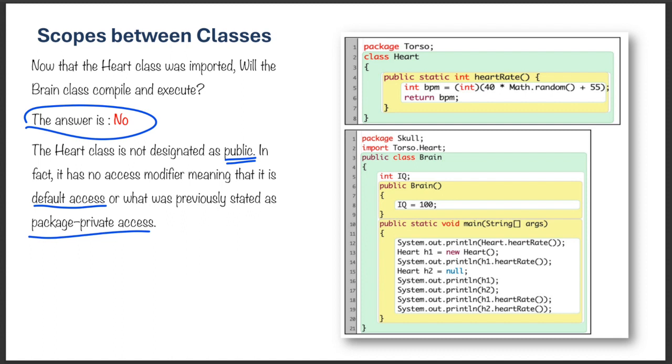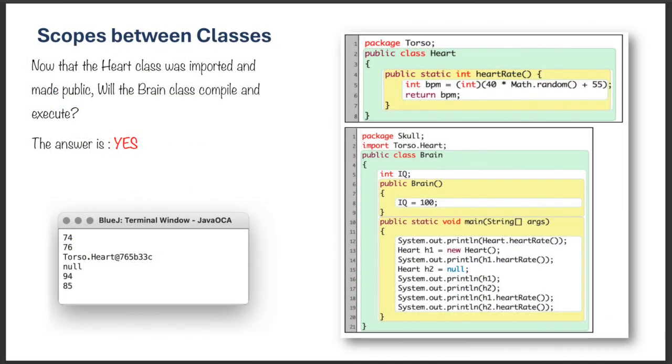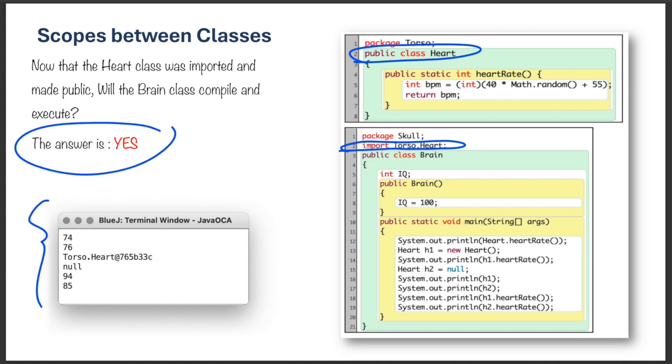So what else do we have to do to make this work? Well, now we see that the heart class was imported and the heart class was set to public. So now that the heart class is imported and made public, will the brain class compile and execute? The answer is yes. And we see the output was generated here.